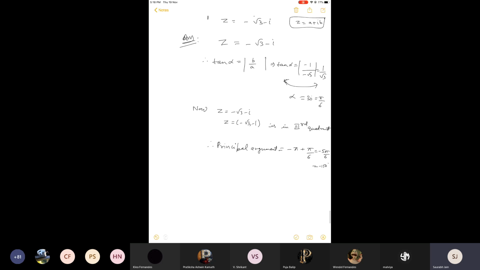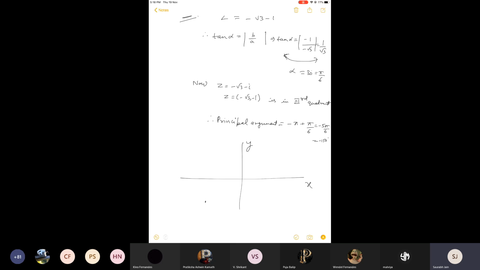Alright. Now let me tell you how to understand this graphically. Where is your point? Your point is in third quadrant. Minus root 3, minus 1, right? This is real axis. This is imaginary axis, okay? And this is your Argand plane. Point is in third quadrant. Minus root 3, minus 1. This is your point P. This is point O. Listen carefully. Last thing.